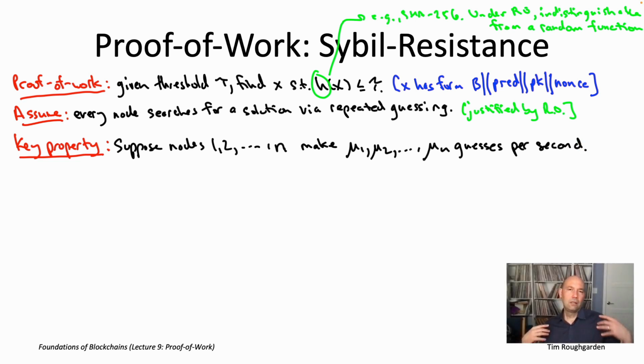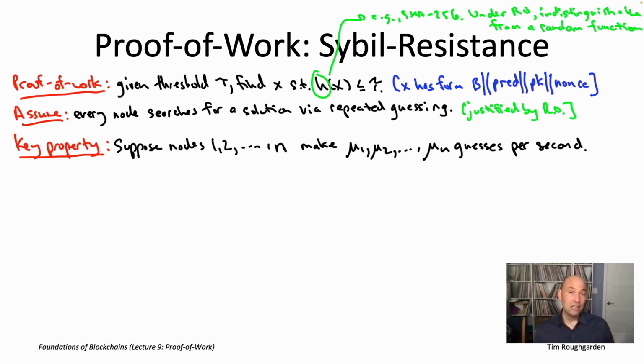So formally, let n denote the number of nodes that are currently running the protocol and trying to find puzzle solutions. Now let me emphasize the protocol has no idea what little n is. The protocol does not need to know n, it does not need to know what these nodes are. But at any given moment in time, you have to agree there is some set of nodes searching for puzzle solutions. Call those nodes 1 through n, and let mu1 up to mu n denote the computational power of each of those nodes in the form of the number of guesses they're able to make per second.